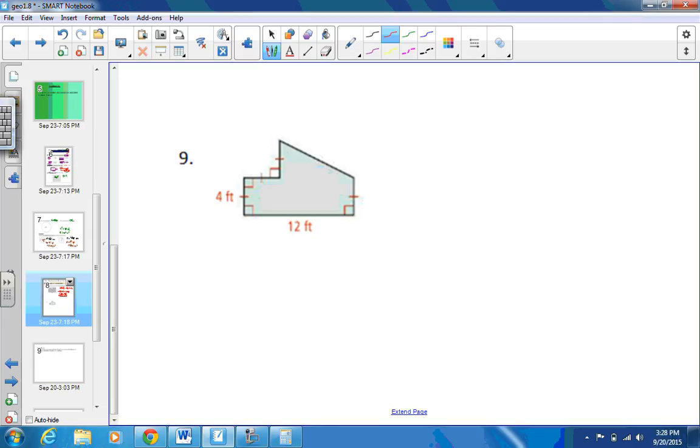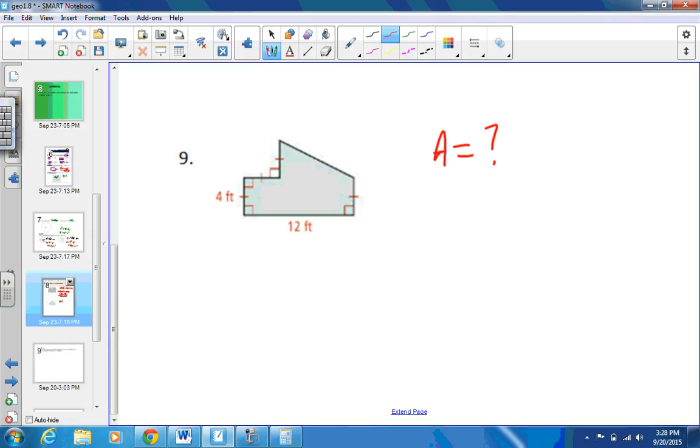Number 9, we're given a bit here. So now this is where the area addition postulate kind of comes in more helpful. You need to figure out a way to find the area of this. So what I'd like you to do is find the area, tell me what it is. Go.